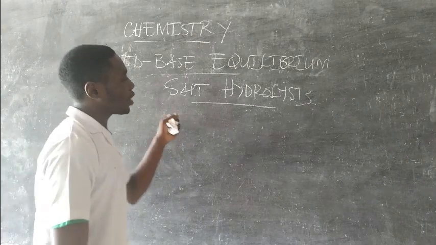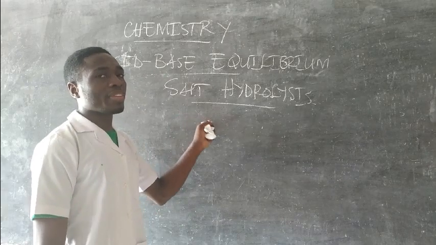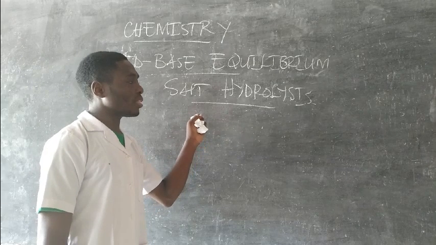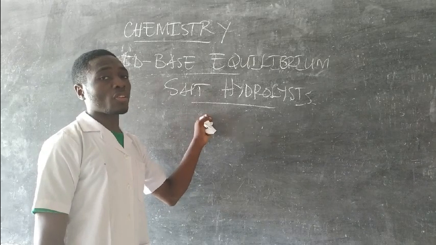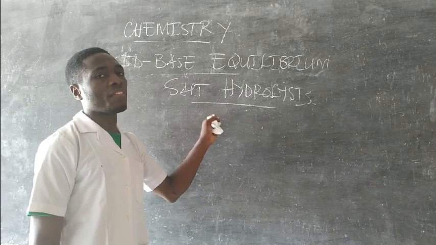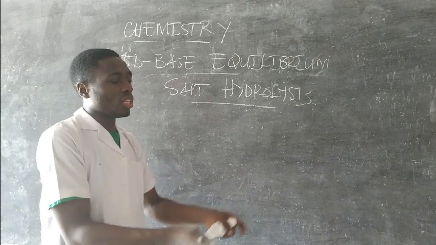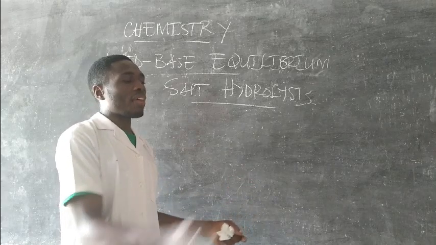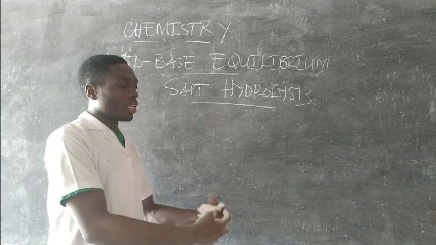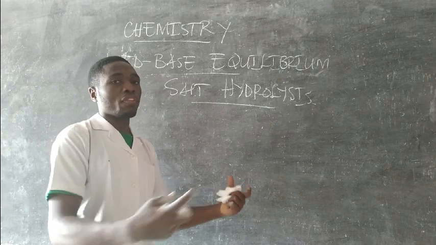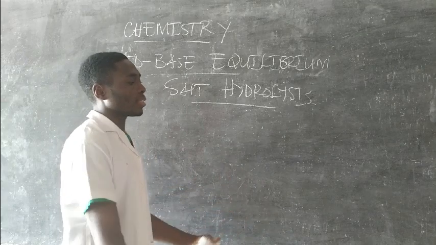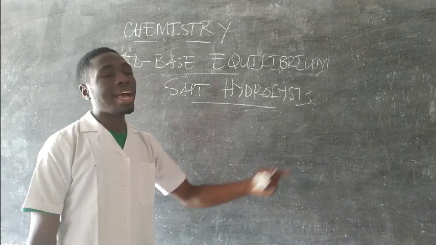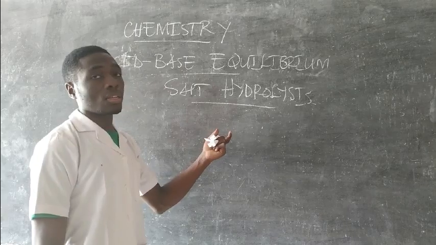Why is it so? Because the d electrons of the d subshell do not have a shielding effect on the nucleus. So if they don't have any shielding effect, the charge of the nucleus will be high enough, since it's not being shielded, to polarize the water molecules to produce an acidic solution. So that is it.